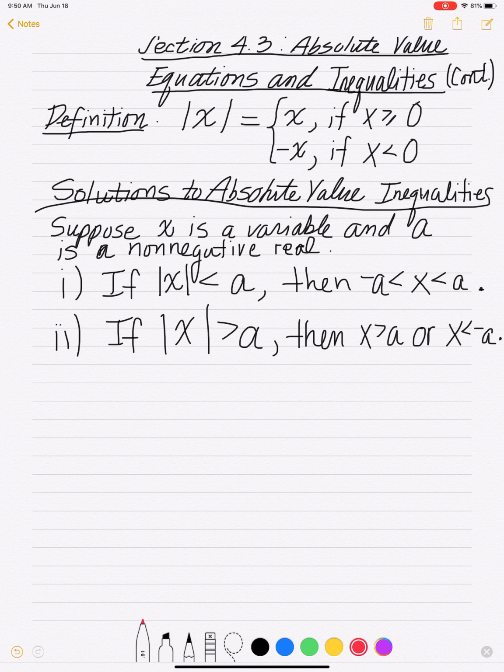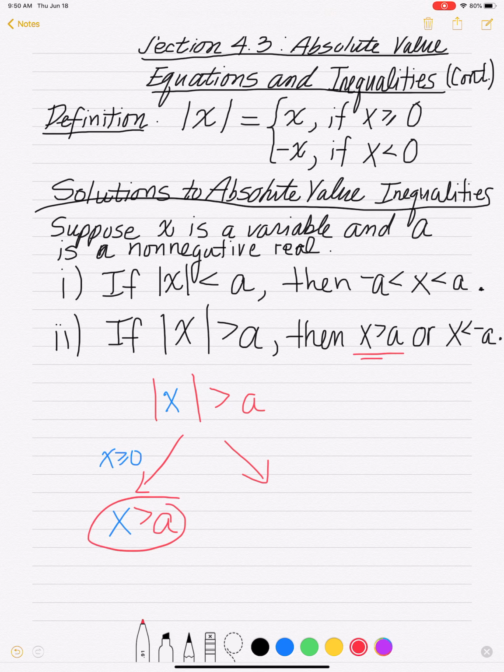So let's say I've got the absolute value of x greater than a. You've got two cases, right? If x is non-negative, x is greater than or equal to 0, what happens? Well, the absolute value of x is x, so you just copy down x, the inequality, and then a. So x is greater than a. So that's this one right here.